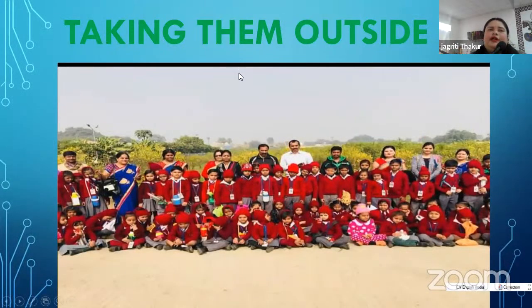If possible, by taking them outside, we can take them outside. If we have a temple around our house or around our school, we can take that child to that temple. The child can go and explore.